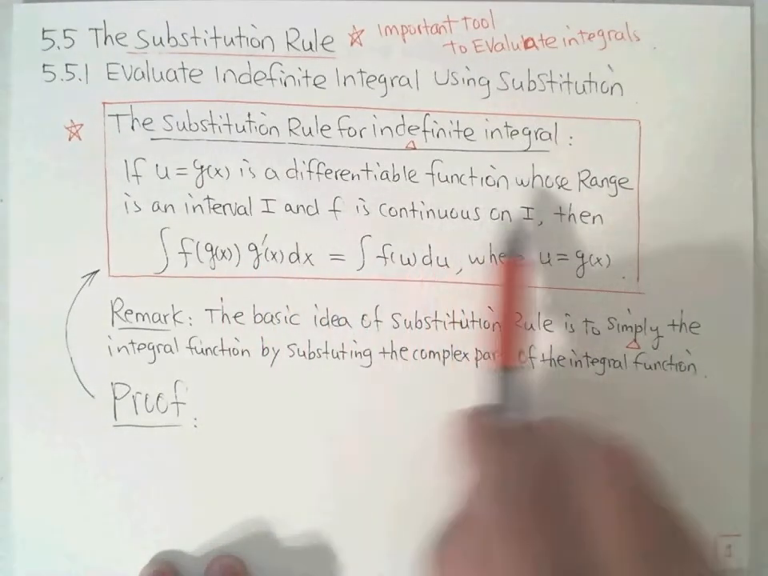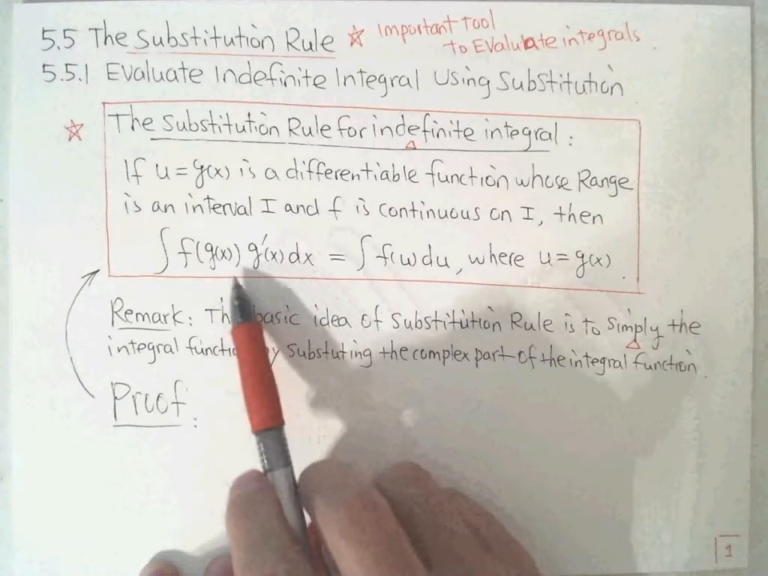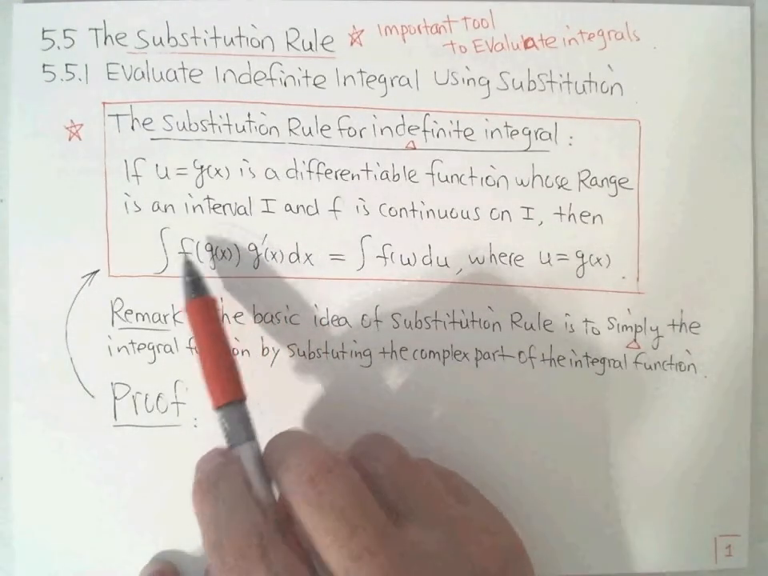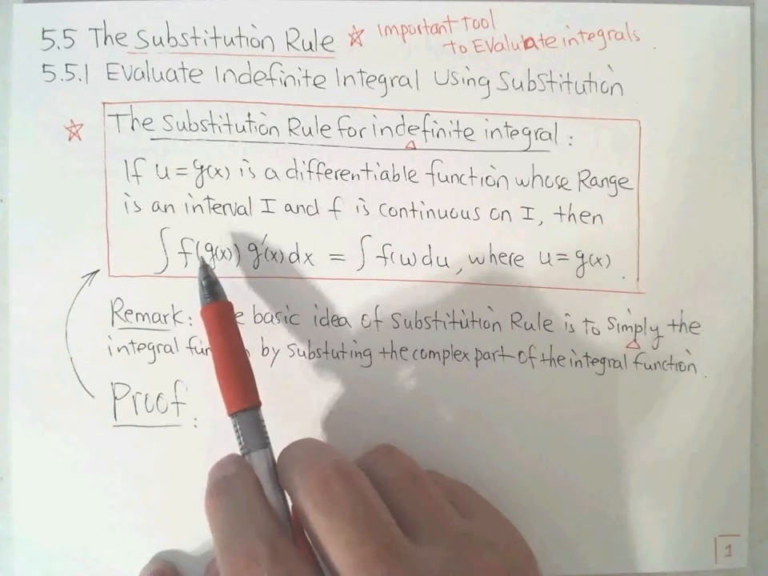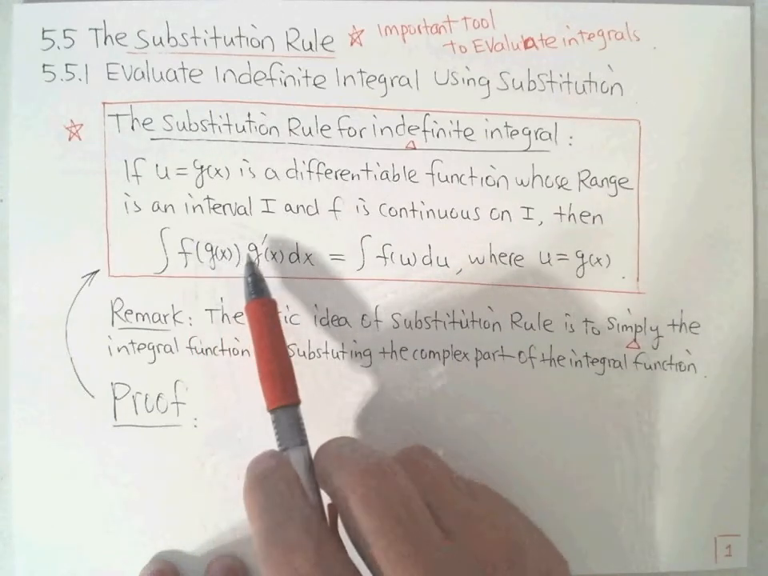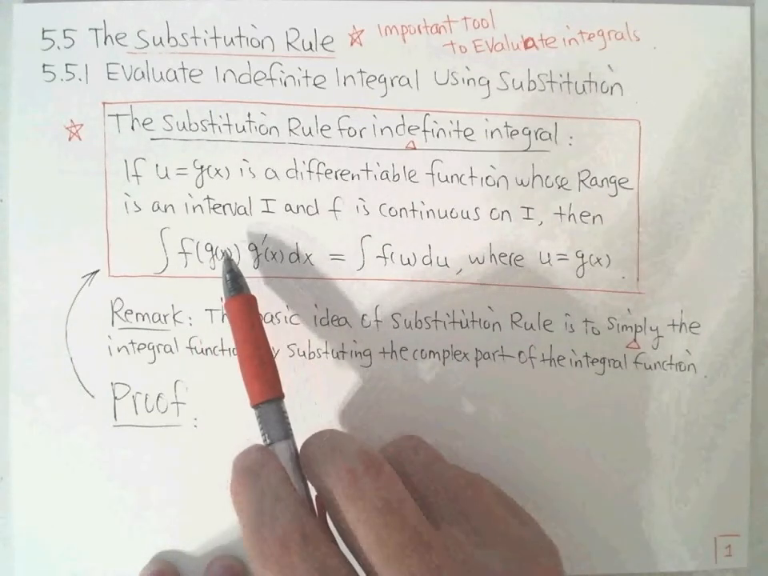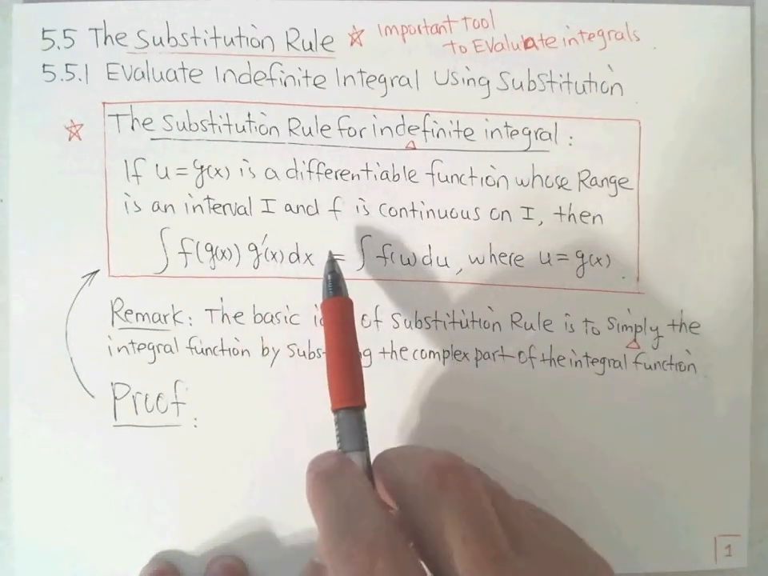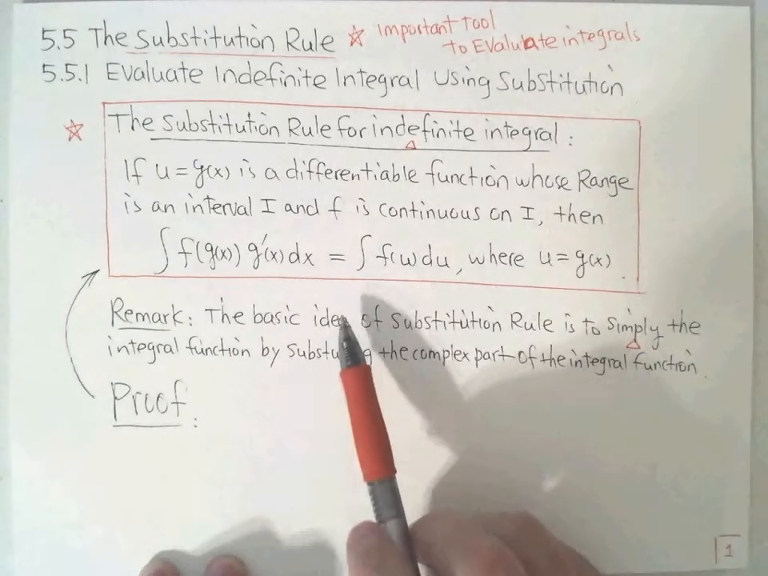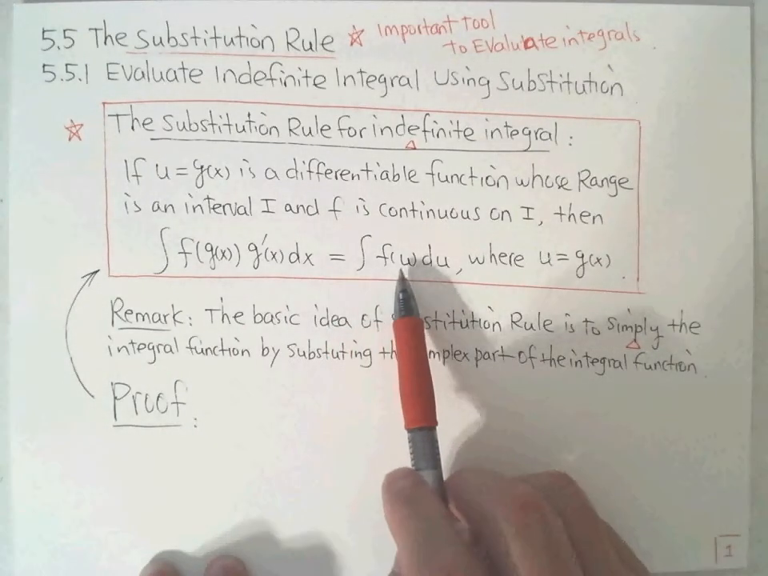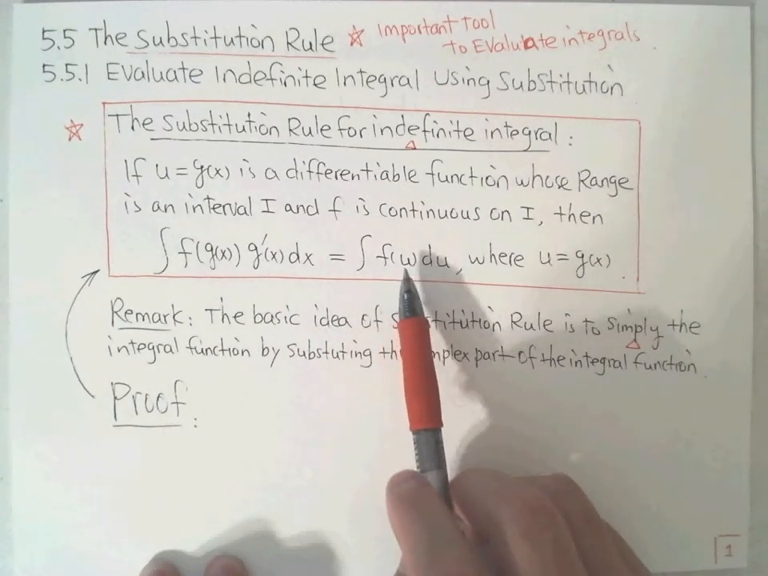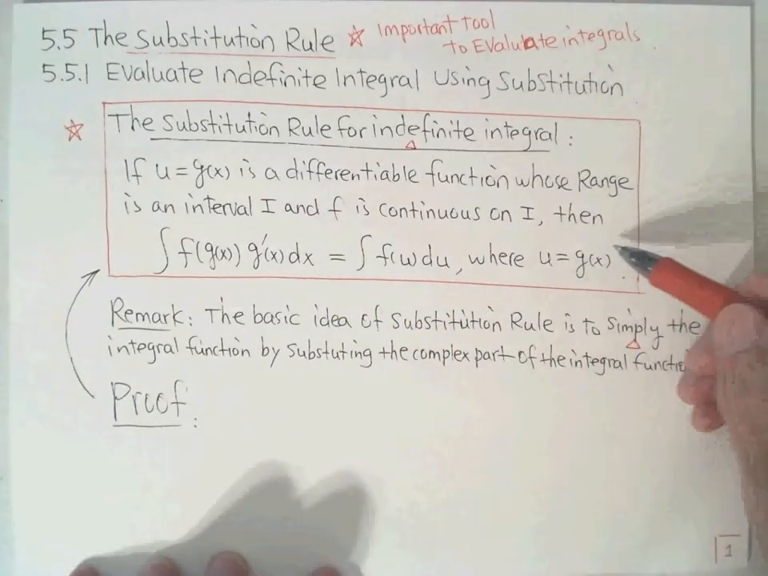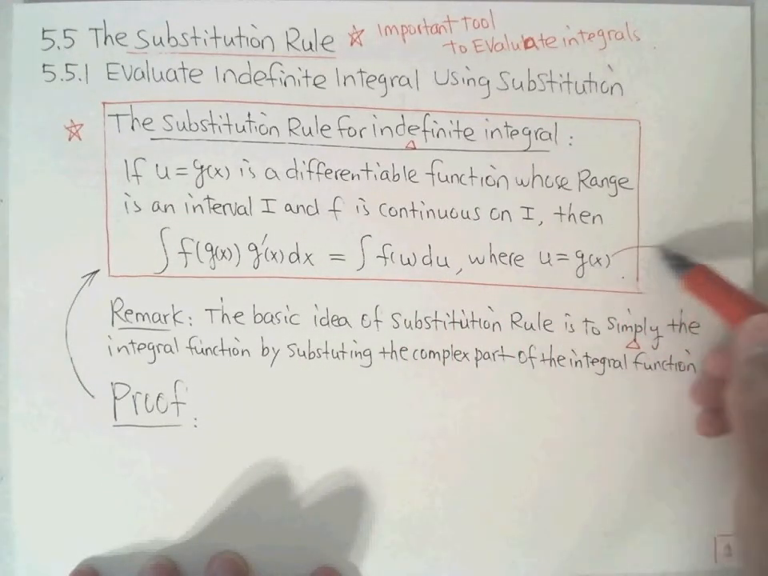Then, look at this. The beginning is a composite function, right? F composed with g, this composite function times the derivative of g. How do we find the antiderivative or indefinite integral of this complicated integral function? Look at it, it's very simple. On the right side, after we do the substitution, this is the substitution.